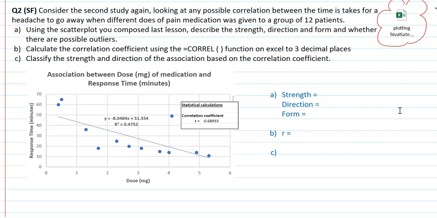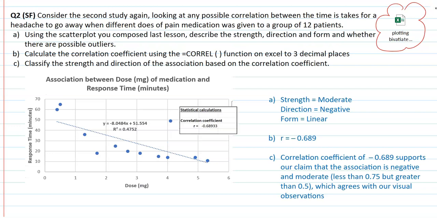The correlation coefficient is negative 0.68933. So we'd round that to 3 decimal places to negative 0.689, and that correlation coefficient value also verifies our strength and direction. Because it's a little bit less than 0.75 and more than 0.5, it's moderate, and it has a negative value, so it's a negative correlation. Okay, so you should finish it off writing something like that, and we're done.